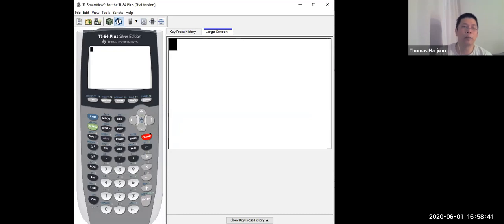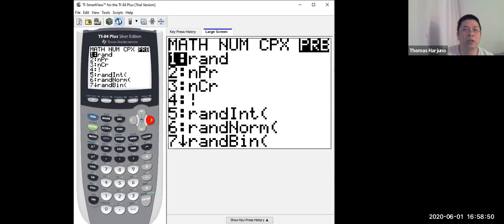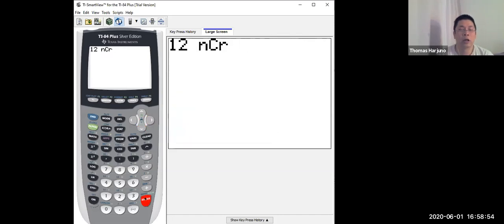Okay, 12 combination 5. I press 12 first. Now on my calculator, it will be on Math, PRB, and then NCR. Now when you use TI-30, it will be simpler to punch. You don't need to go to Math first. There must be a PRB button on your calculator. I get 792.